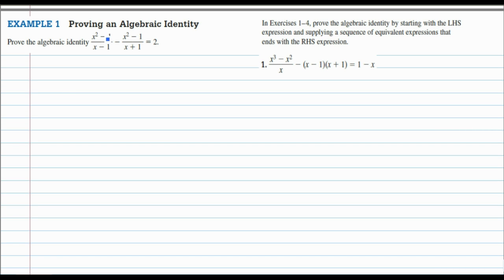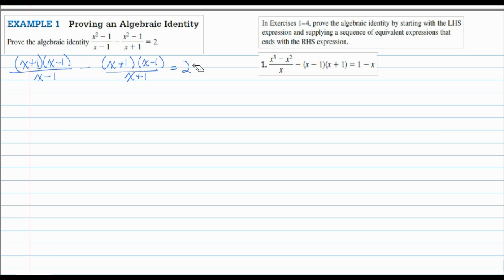In example 1, the numerator has a difference of squares in both of these, and the denominator is made up of a part of that difference of squares. So I'm going to break up the difference of squares in each of the numerators. X squared minus 1 factors into x plus 1 times x minus 1 in each numerator. Supposedly this is going to equal 2. And you don't have to write equals 2 every time, so I'm just going to write equals equals equals. The x minus 1's cancel out in the first term, the x plus 1's cancel out in the second term.